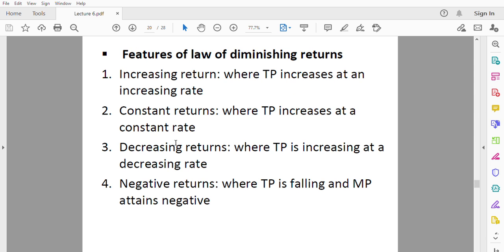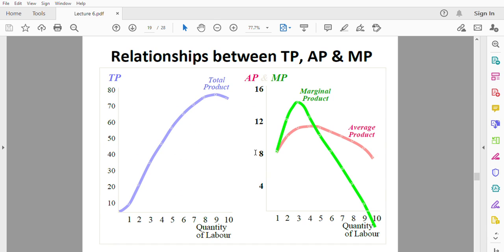Then the next thing is decreasing returns. Decreasing returns is where the total product curve is increasing at a decreasing rate. So it's actually where the marginal product curve is falling but it's positive. When marginal product is falling, it means the additions to total product, though positive, have started decreasing. So the total product is increasing but at a decreasing rate. It is not increasing as fast as it used to.